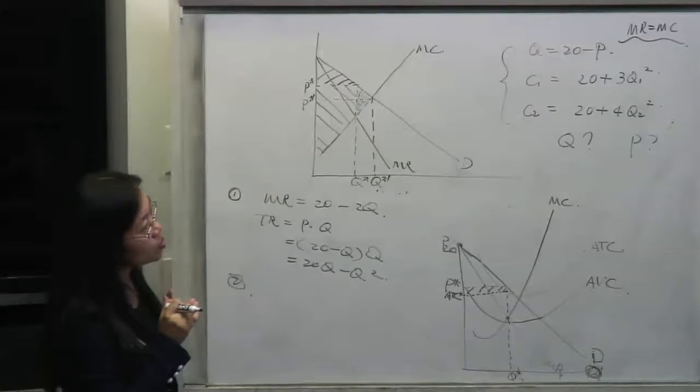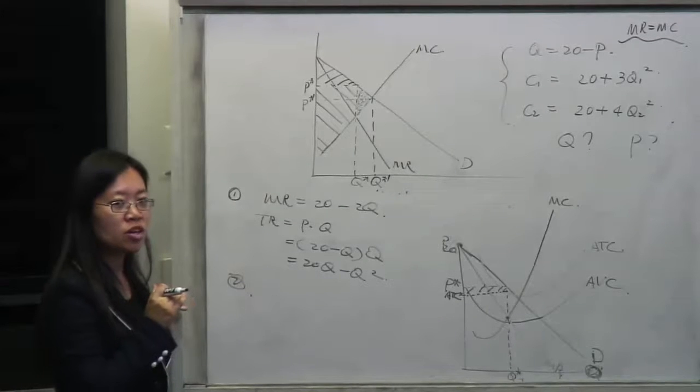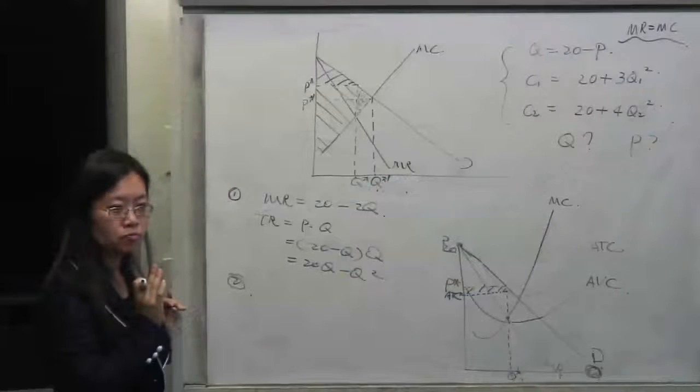Both of them. C1 and C2. Do we have a total cost function? We don't have a total cost function. We only have the cost function for each plant. So what can we get?